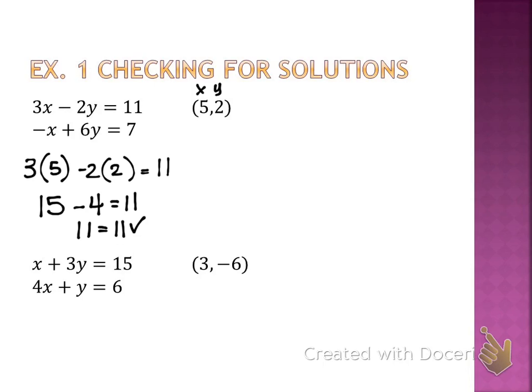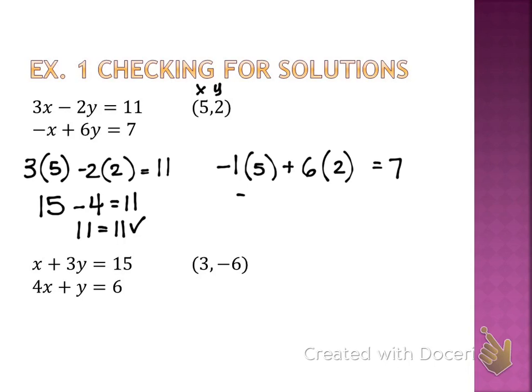So I do the same thing. So I have negative, and you could write the 1 there out in front of the x if you wanted to. I'm going to do that. Then I'm going to take out the x and plug in a 5, plus 6, and I'm going to plug in a 2, equals 7.